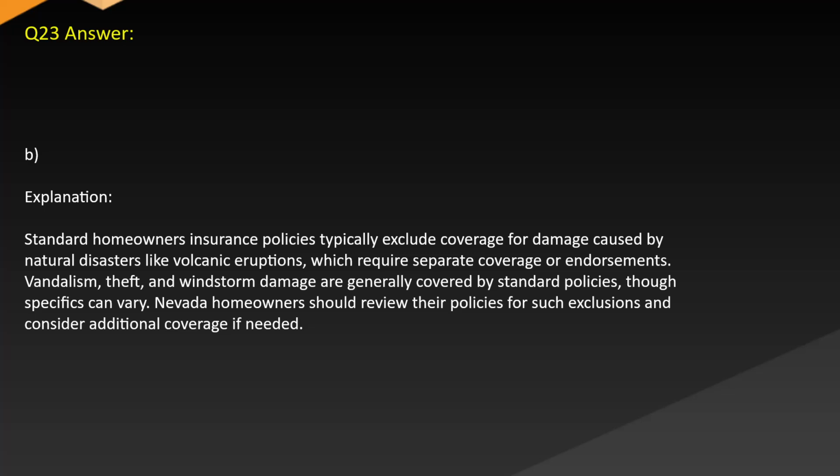Answer: B. Explanation. Standard homeowners insurance policies typically exclude coverage for damage caused by natural disasters like volcanic eruptions, which require separate coverage or endorsements. Vandalism, theft, and windstorm damage are generally covered by standard policies, though specifics can vary. Nevada homeowners should review their policies for such exclusions and consider additional coverage if needed.